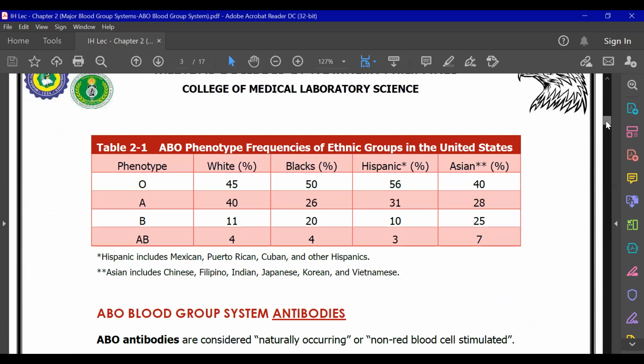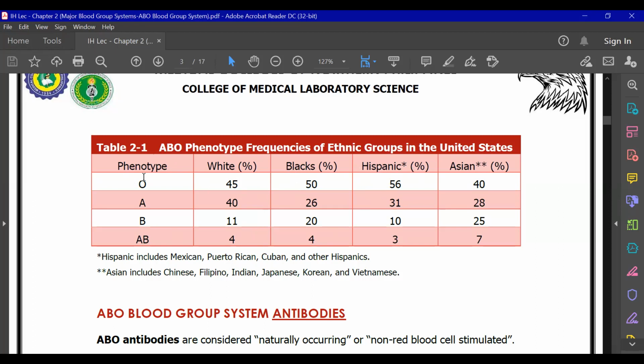Okay, so we have here a table of your ABO phenotype frequencies. Here you can see that in the Asian population, this includes Chinese, Filipino, Indian, Japanese, Korean, and Vietnamese, the prevalent phenotype is blood group O. In the white population, we also have O. In the Black population, also O. AB is rare. In the Hispanic population, we also have O.